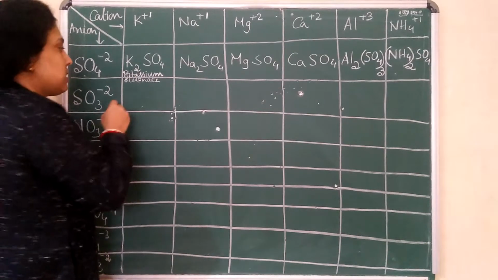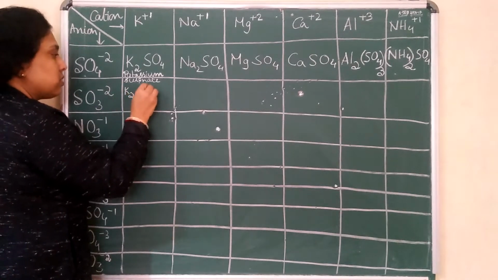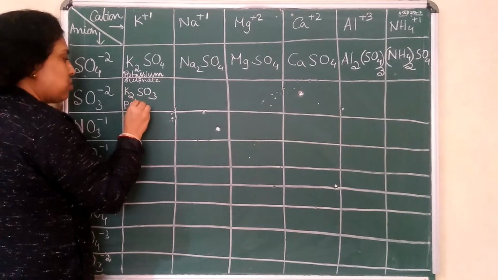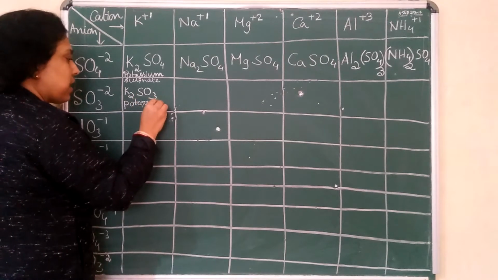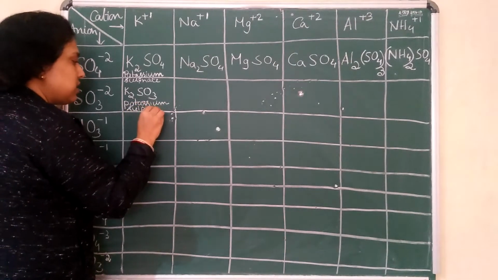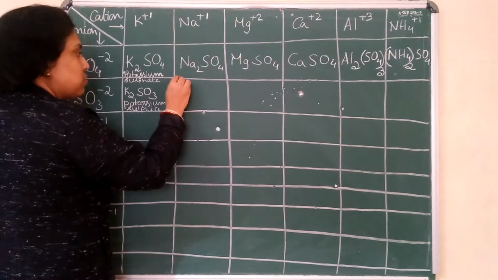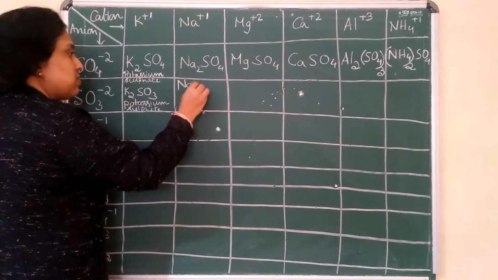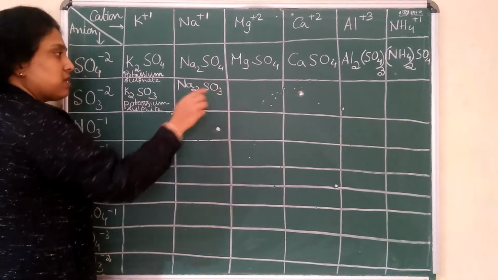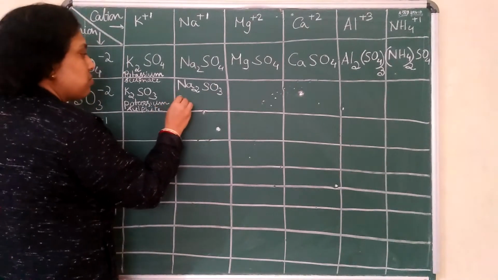Now it is sulfite. So K2SO3. If you write like this, you can practice many formulas. Potassium sulfite, ite. Okay, now sodium. Sodium means Na, the valency comes with sulfite: Na2SO3. The valency is 1; if you want to write it, you can, but it has no meaning. Okay, sodium sulfite.